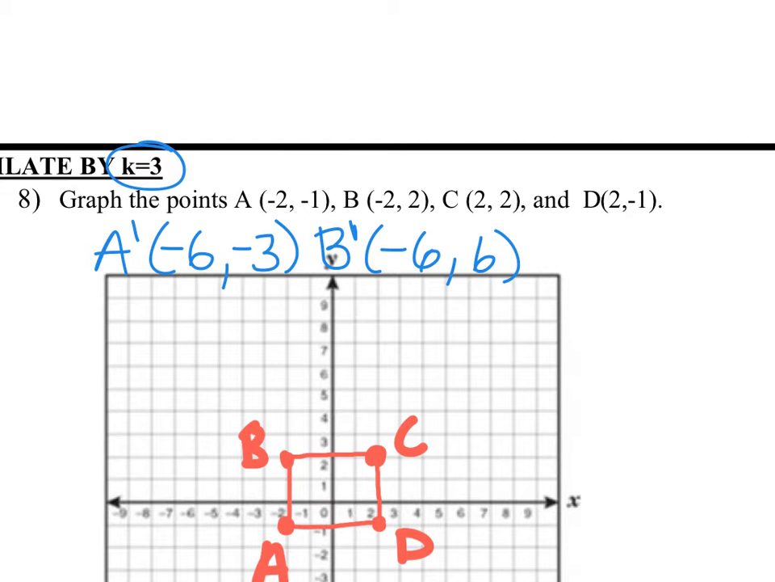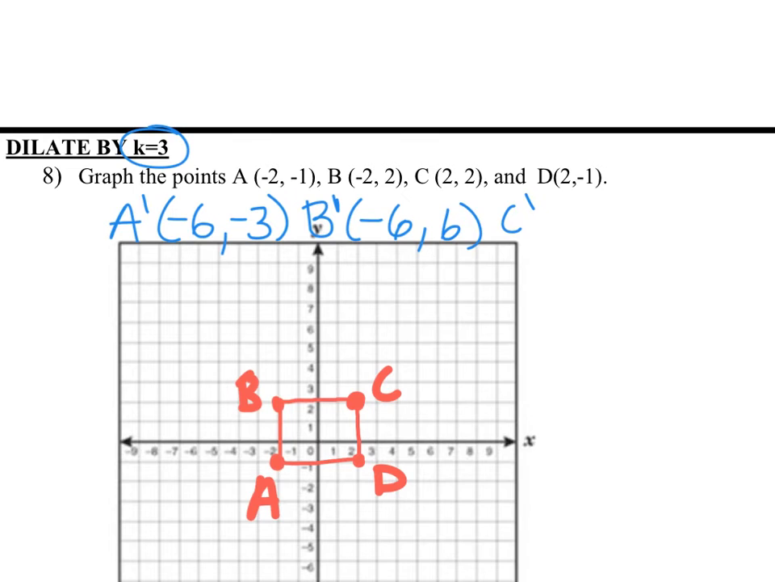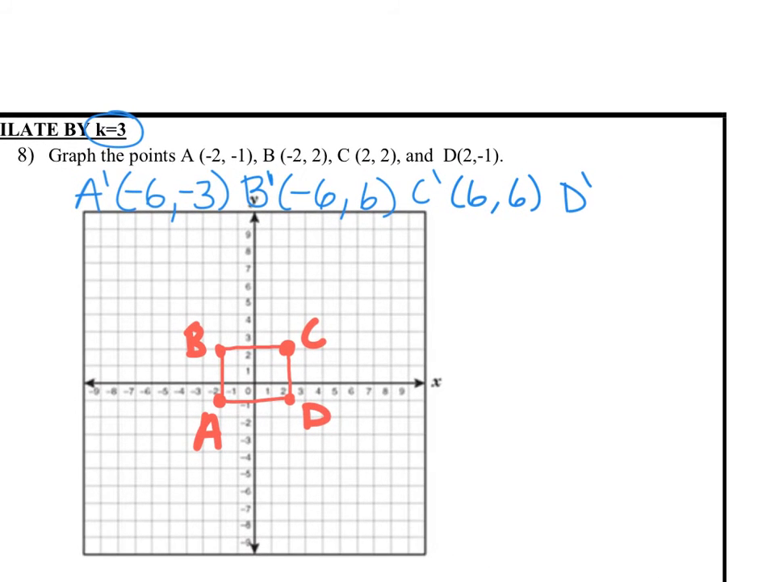Oh, I need C prime. Elise, can you give that to me? Yep. Both were positive. They should still be positive. And D prime. Olivia, what's that? 6, -3. So if it helps you to write them right below the old coordinates, that's fine. So that's my new shape.